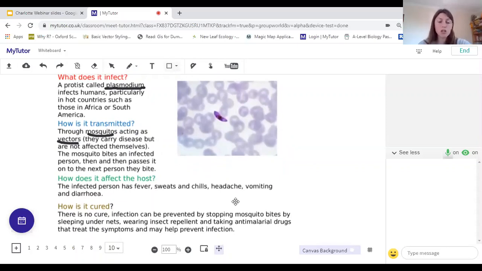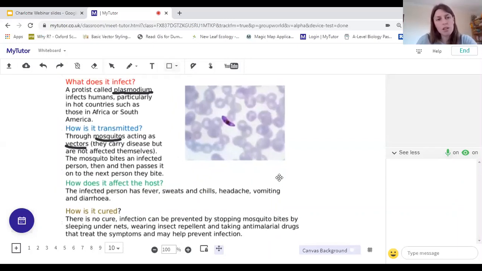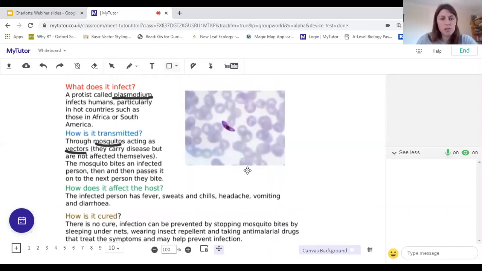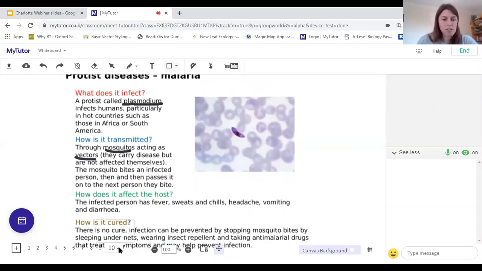There's no cure as such, but again, we can prevent the disease. So if you're going to some of these hot countries, you're usually advised to stop mosquitoes biting you by sleeping under nets, wearing insect repellent, and taking anti-malarial drugs. They treat the symptoms of malaria, and they may also help prevent infection in the first place, so they're well worth taking. So that's malaria.